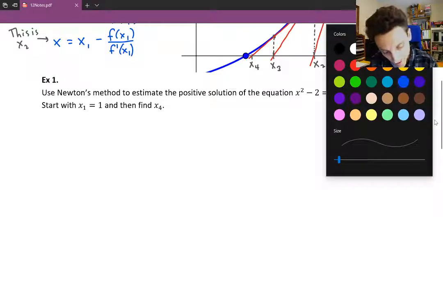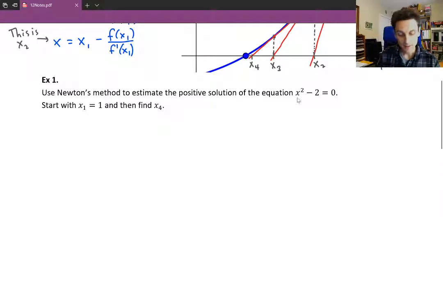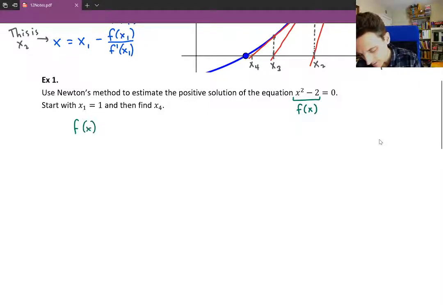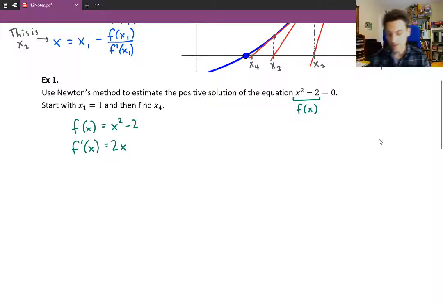Well, our function here, the one that we're trying to find the x-intercept of, is x squared minus 2. So this is our function, f of x equals x squared minus 2. Now we're going to need the derivative of that function to apply this Newton's method, and that's going to be 2x. And we're going to start with x sub 1 equals 1. That's our starting x value.